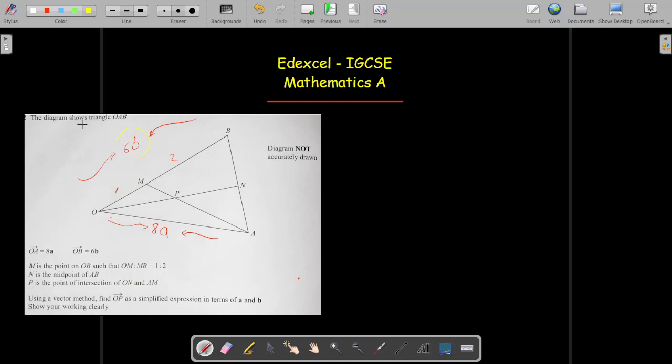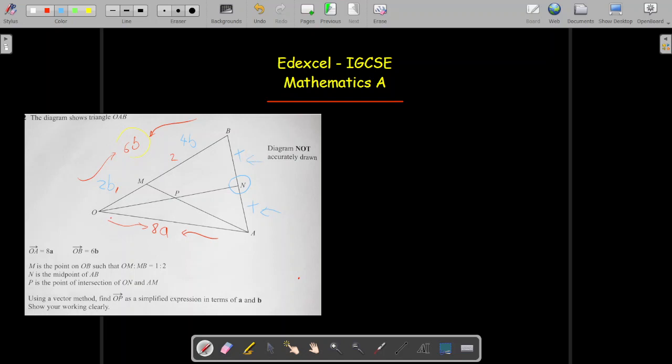So I'm going to use a different coding. This is going to be 2b. And since this is 2b, it means that this is going to be 4b. So keep that in mind. Also saying that N is the midpoint on AB. This point here is splitting AB into two equal sides. So if this part is equal to x, this is going to be equal to x.